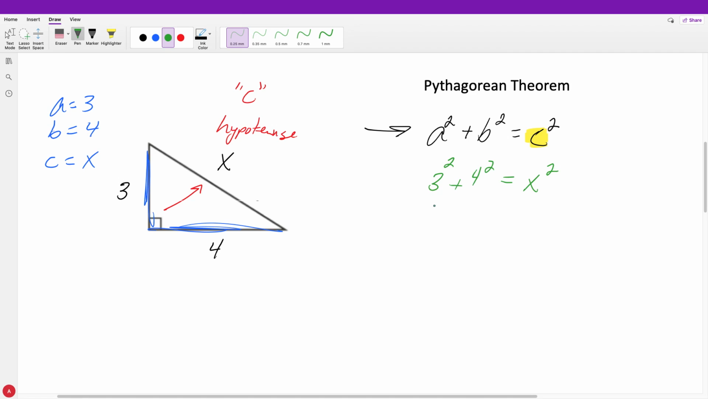So to do this, first we must square the numbers. So we have 9 plus 16 is equal to x squared, and 9 plus 16 is equal to 25. So we have x squared is equal to 25.